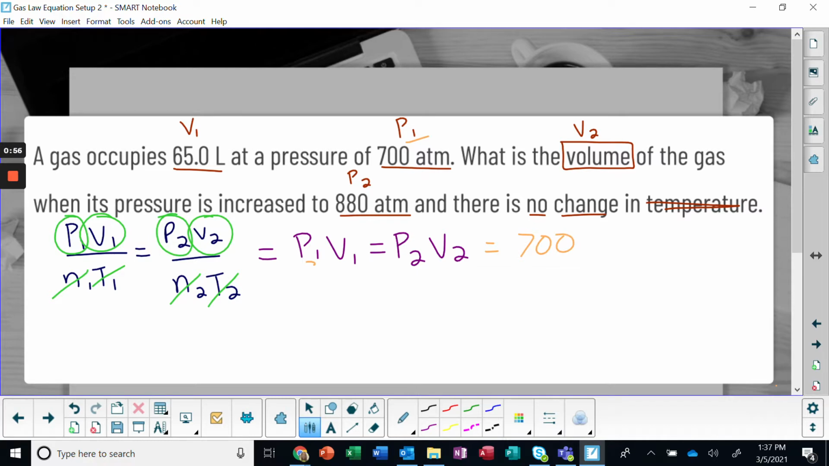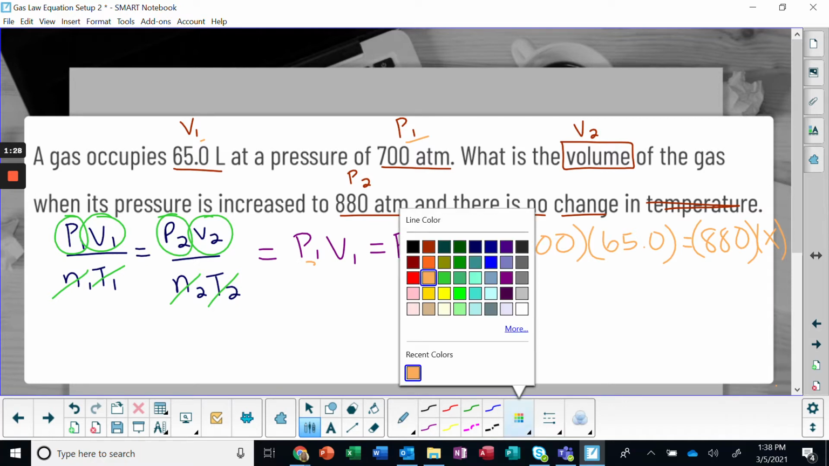So 700. The V1 is right next to it. Remember, in math, things that are side by side mean multiplication, so I'm going to put this in parentheses. My V1 is right here, 65.0, equals P2, which is 880. And then V2, that's what I put a box around. That's what I'm looking for, so that is going to be X. Okay? So now we have all those.